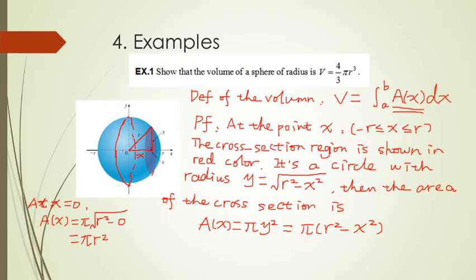Now, as x shifts, the area of this circle will change. This one gets smaller, right? Smaller than pi r square. So we only need to figure out the cross section area function, and we need to make sure it is a function of x. If you get pi y square, you should rewrite it as a function of x. Then you can evaluate the volume.